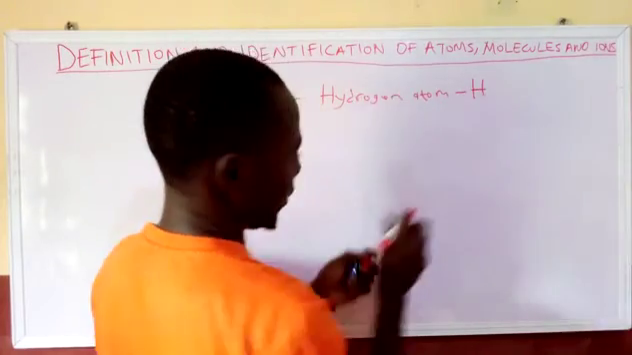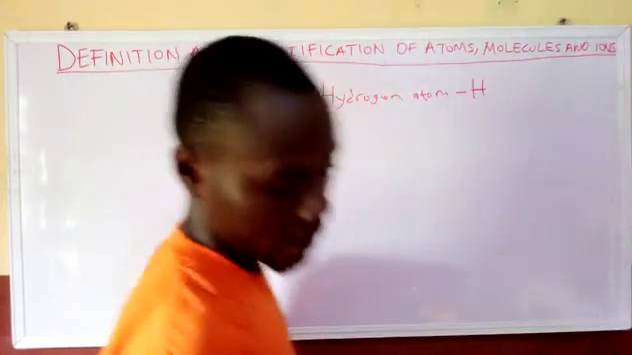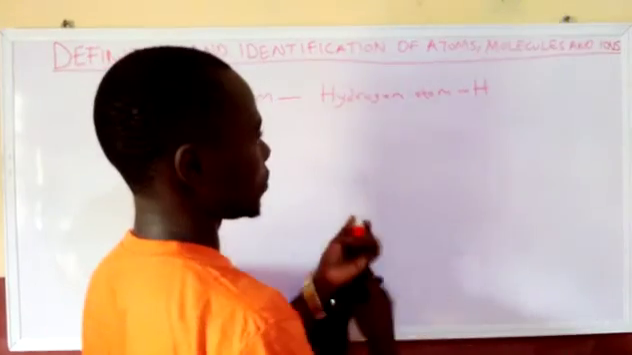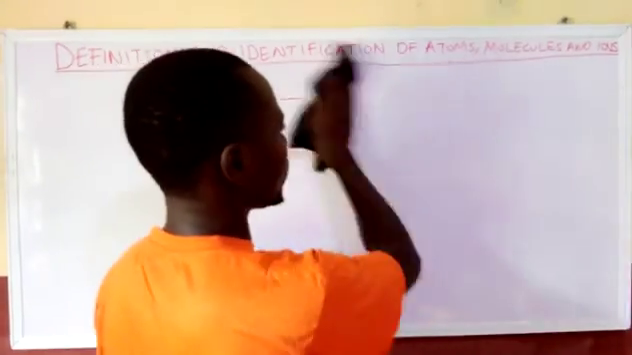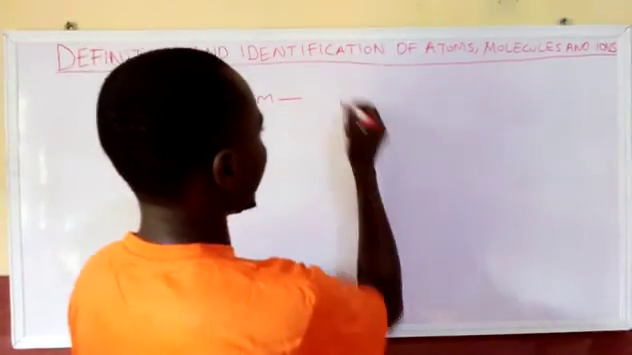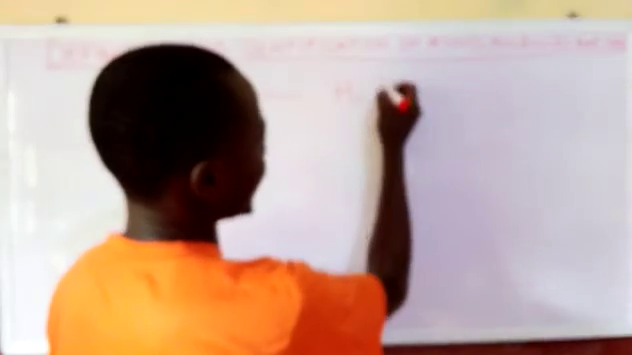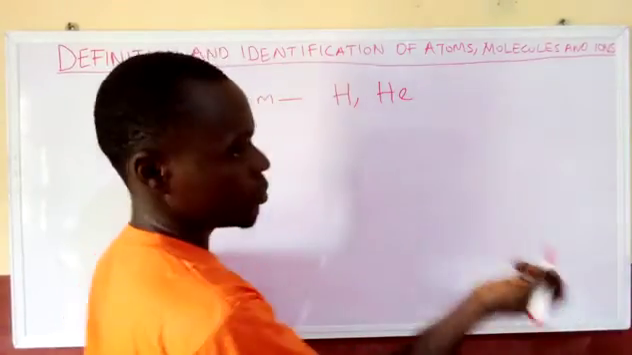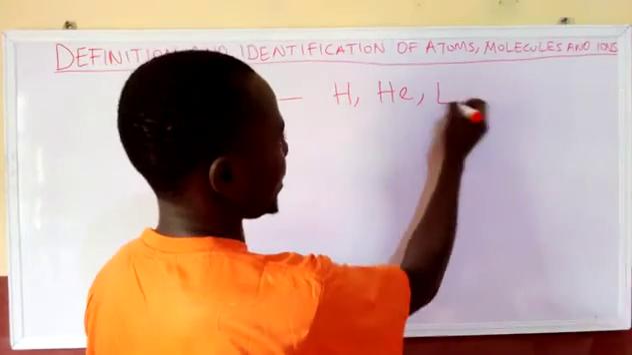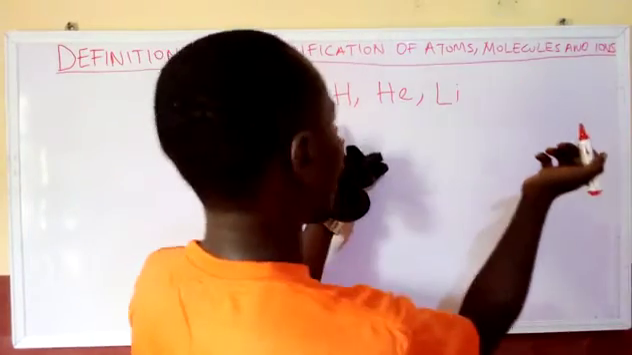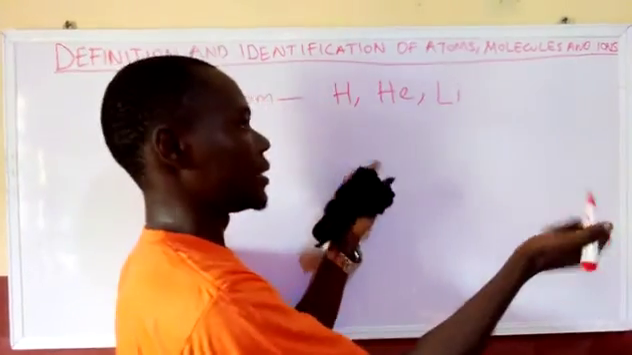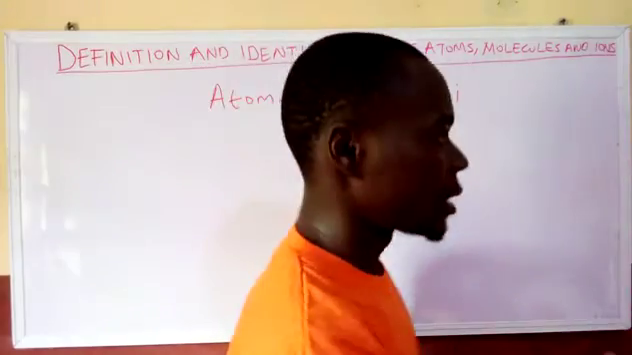In order to save time, let me use the formula. So this is the hydrogen atom. Now this is a helium atom. This is a lithium atom, represented by Li. So that's how it applies.